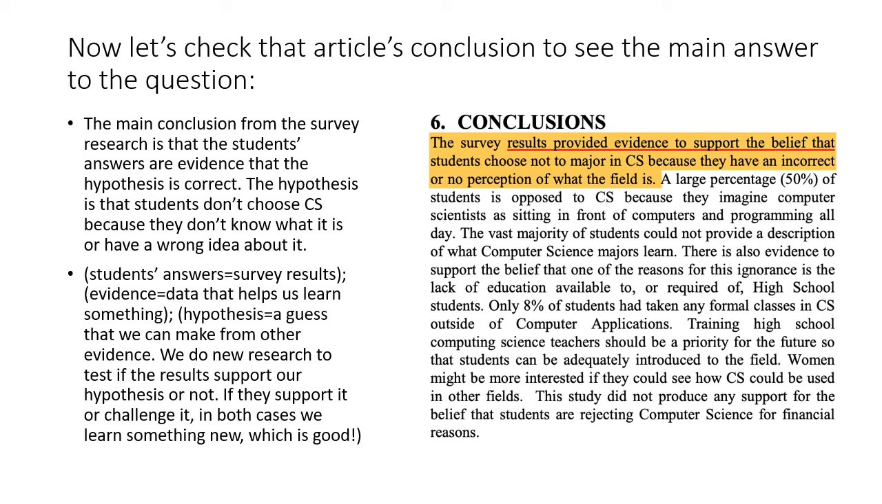So, a lot of people read the abstract and then go directly to the conclusion to see, is it really worth reading the middle of the paper? So let's do the same thing. Check the first sentence in the conclusion. Is it worth reading this paper? Survey results provided evidence to support the belief that students chose not to major in CS because they have an incorrect or no perception of the field. Okay, well that makes sense. So maybe now I want to read the whole paper. Sometimes you find that the conclusion shows their research produced a negative result, and then maybe it's not worth reading the paper.